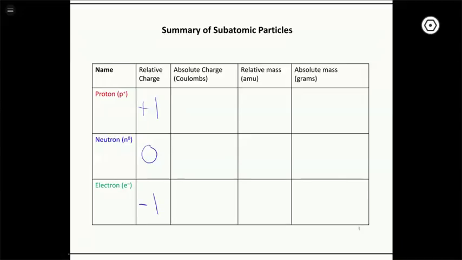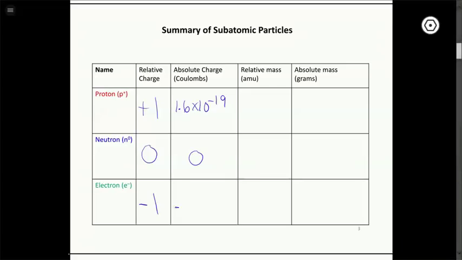If we're going to talk about absolute charge, something we should have been aware of from the review chapter in our book is that the SI unit for charge is coulombs, and an individual proton or an individual electron has a very small absolute charge. 1.6 times 10 to the -19 coulombs for a proton. Still 0 for a neutron. 0 times anything is 0. And then electrons are just the opposite of that, -1.6 times 10 to the -19 coulombs.